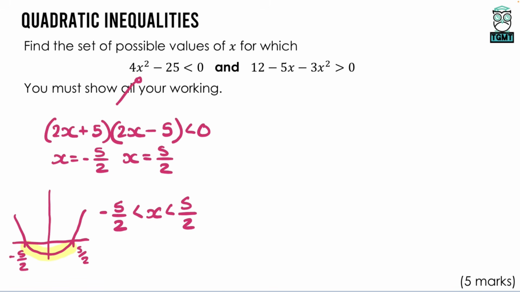Now we need to do the same for the one on the right, but this is a negative quadratic. Now when we deal with a negative quadratic, we can times everything, or divide everything, by negative 1. Now when we do that, all of the symbols change. So when I times by negative 1, 12 becomes negative 12, negative 5x becomes plus 5x, and negative 3x squared becomes plus 3x squared. And something happens to the inequality symbol when we do that. Now what happens is it flips over.